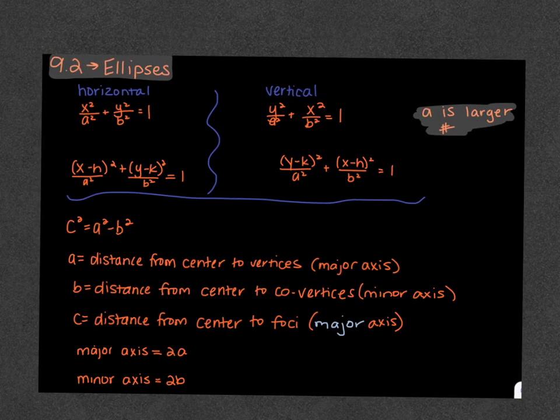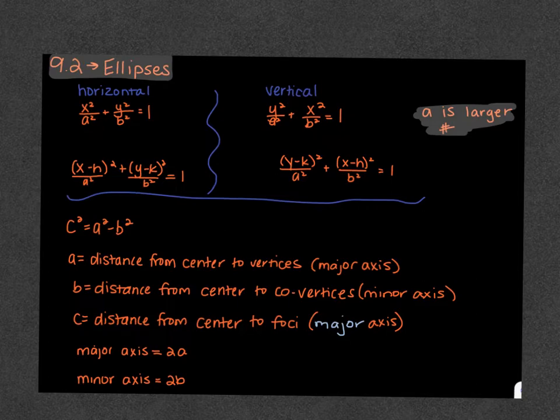Okay, ellipses. So there's two kinds of ellipses. The horizontal, where your larger denominator is under the x, and vertical, where the larger number is under the y. A is the larger of the numbers. The h and the x still go together, the k and the y still go together, so that would be if your center's not at (0, 0).